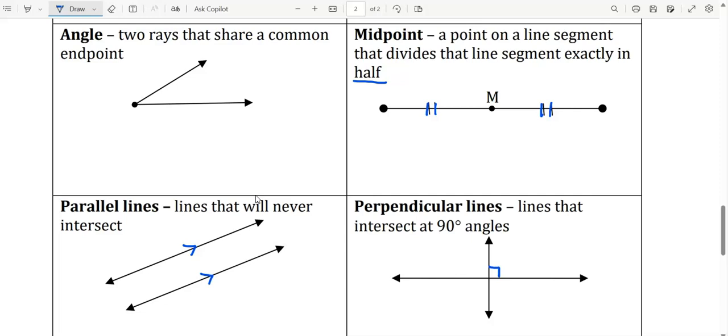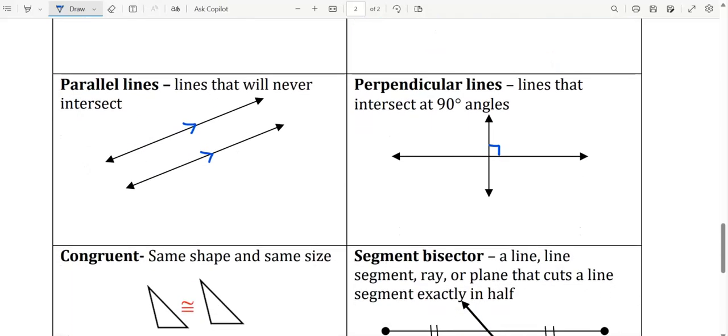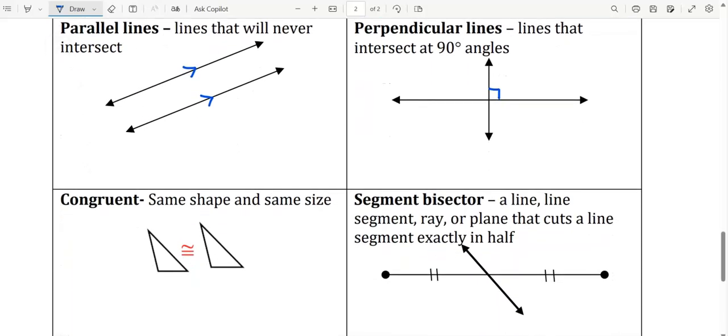Looking ahead to the next one, congruent. Now, have y'all heard that word before, congruent? No? All right. Well, we're going to be using that a lot in geometry. Does anyone still need angle midpoint? Okay. So congruent, same shape, same size. Everything is the same, okay? So go ahead and draw two triangles that are exactly the same, and then put this little equal sign with a squiggle on top, okay?